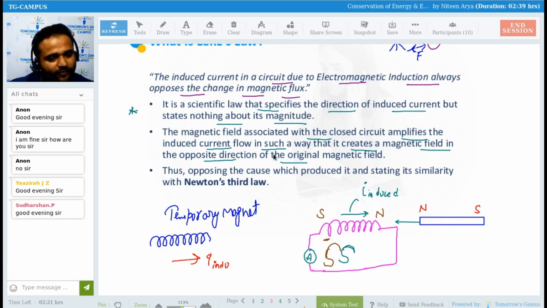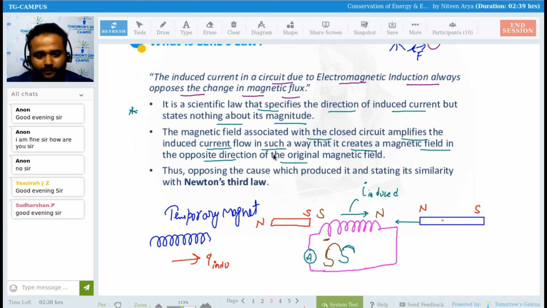Initially it opposes this. Obviously it is going to repel this because it is a north, it is a north. And the same thing happens when this magnet is trying to go away from this. Now it is north, now it is south, and it is still opposing this. Clear? Opposing in what sense? Because it is a south, it is a south. Both the poles are the same, and when both poles are the same, they are going to repel each other. Is this clear, everyone?